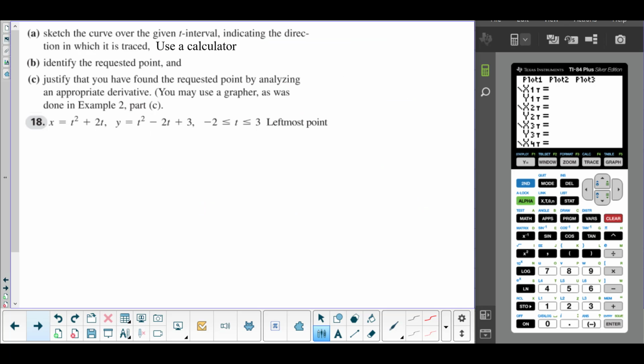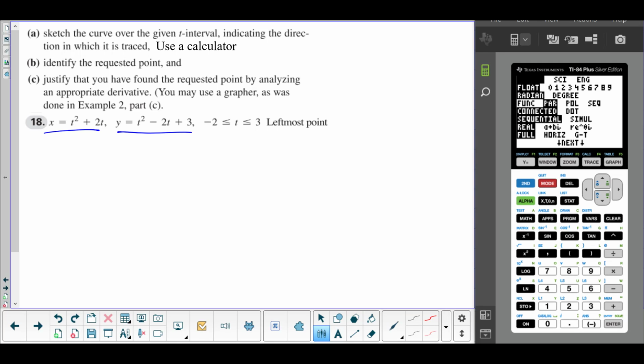A, sketch the curve over the given t intervals, indicating the direction in which it is traced, and use a calculator for this. So let's graph this parametric function. Let's go to mode. Make sure you're in parametric here. And y equals: we've got t squared plus 2t, and then t squared minus 2t plus 3, from negative 2 to 3.